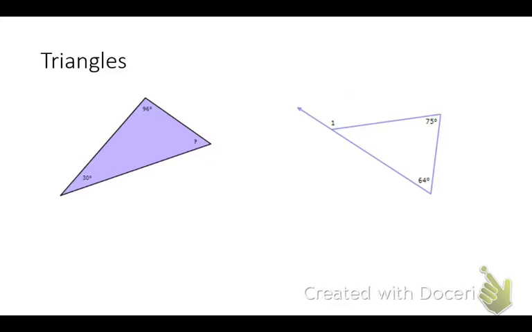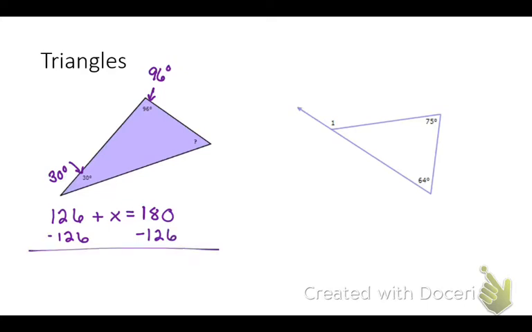All right, if you're having a hard time reading the measurements, this one is 96. This one is 30. And then the question mark. All right, guys, what is 30 plus 96? 126. So we get 126 plus x equals 180. Then you subtract 126. If they have to add to 180, that means x has to equal 54 degrees.